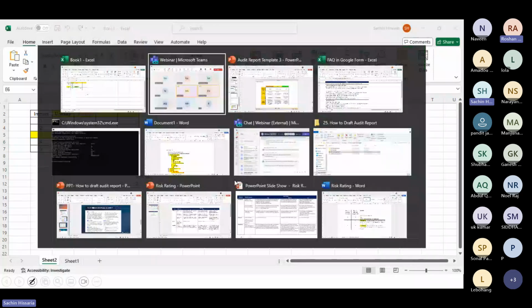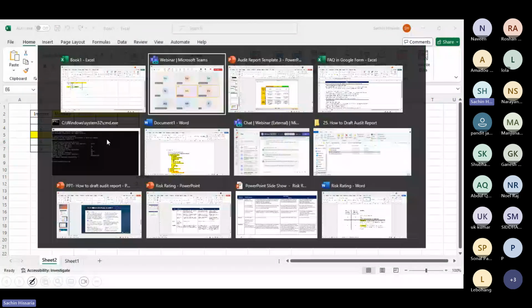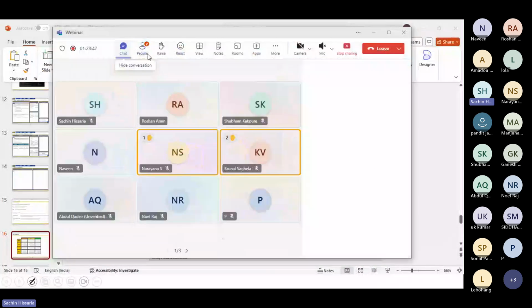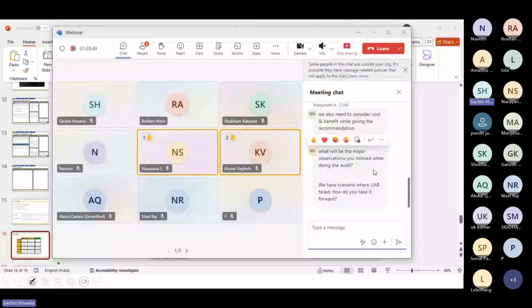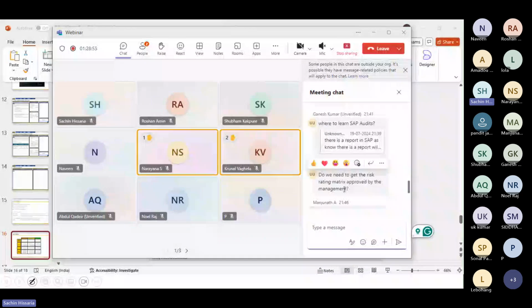Yeah, I would suggest you use this risk rating metrics. And I believe somebody has also asked me a question: is it necessary to approve the risk rating metrics? Do we need to get the risk rating metrics approved by the management? Yes, it is a good practice, basically, Abdul.